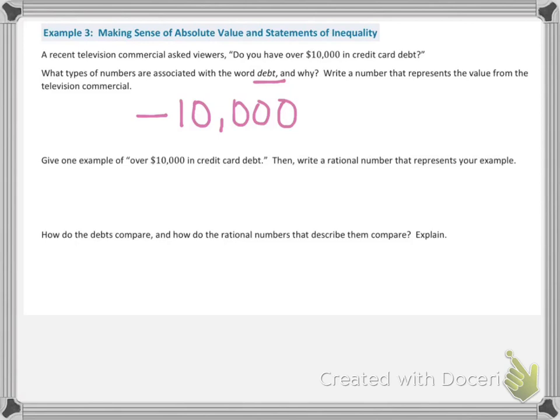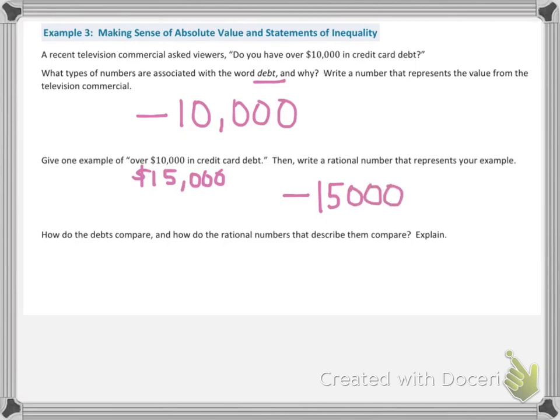Give one example of over $10,000 in credit card debt, and then write a rational number that represents your example. Well, my example would be if you had, let's say you had $15,000 in credit card debt. So $15,000 in credit card debt would be over $10,000. And then my rational number that I would use would be a negative because it's debt. So this is 15,000, negative 15,000.